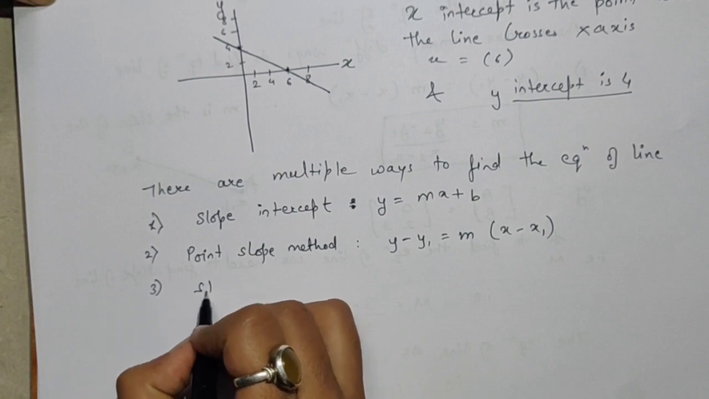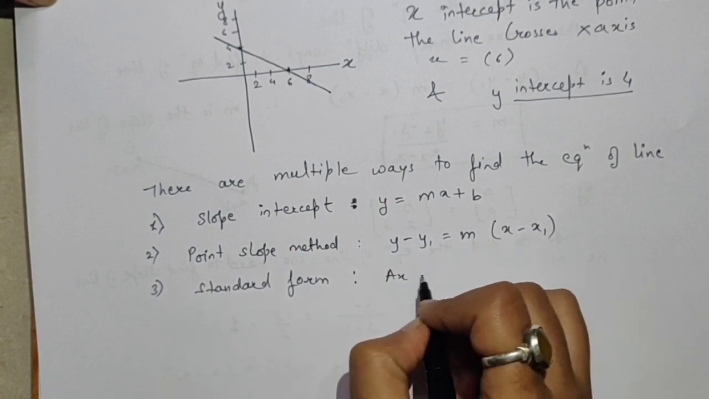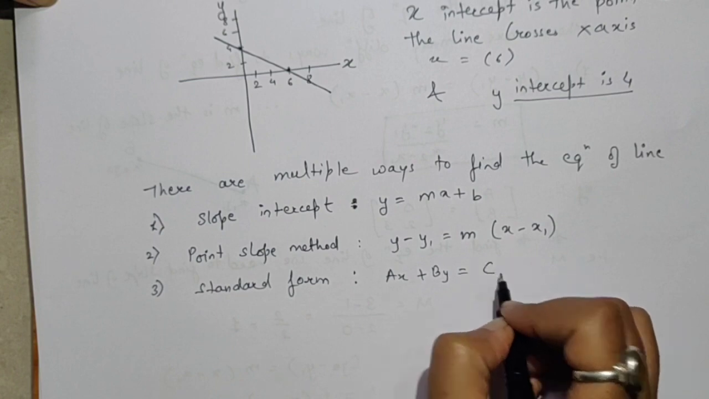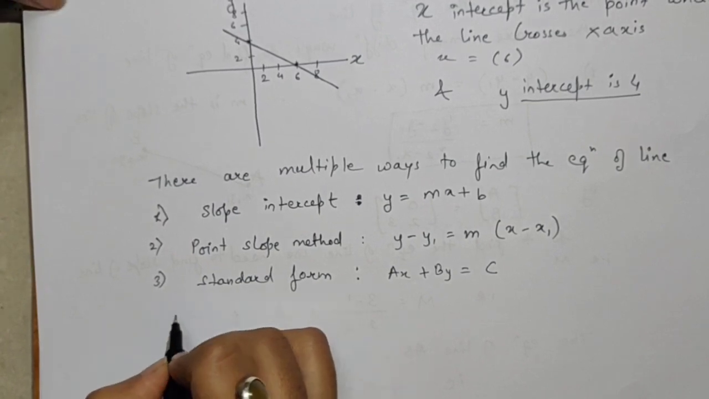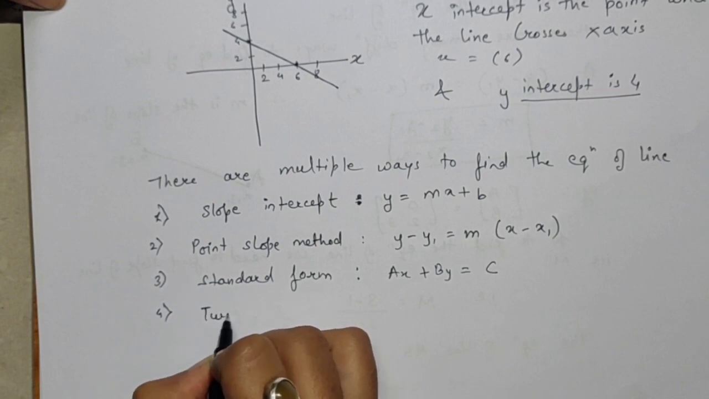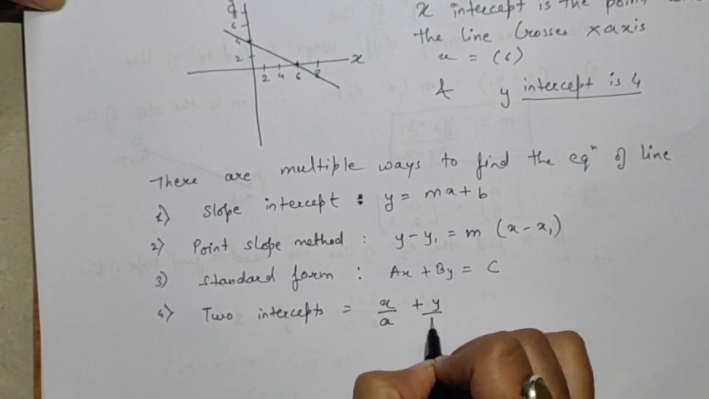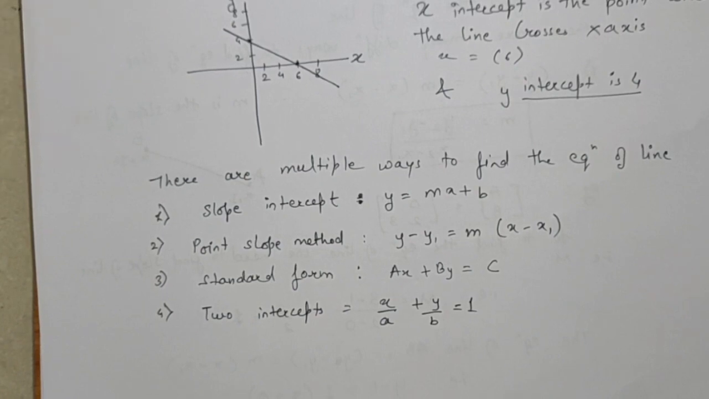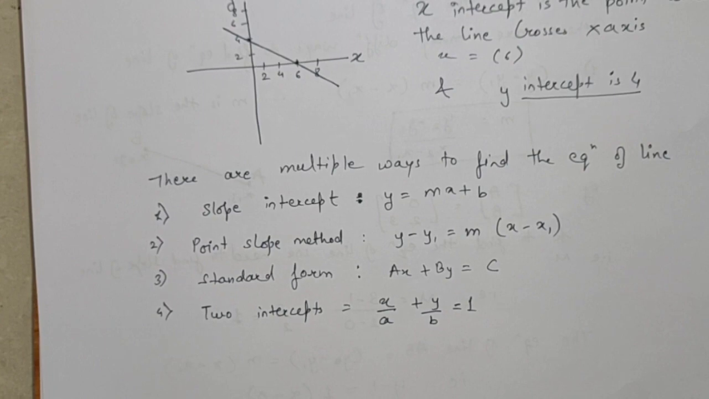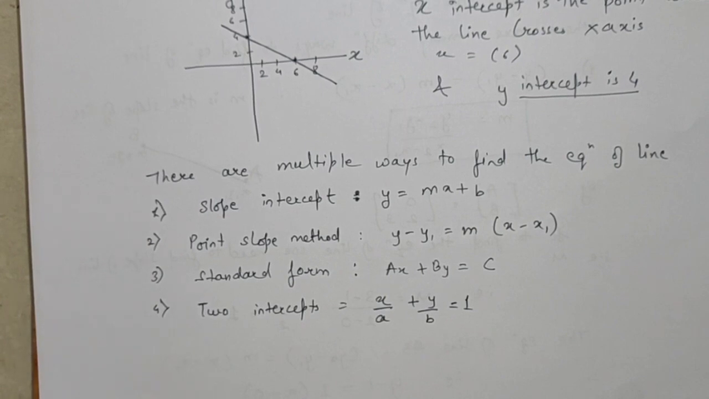Then we have the standard form, that is, ax plus by is equal to c. Then the next method is using both intercepts, that is, x divided by a plus y divided by b is equal to 1. By this method also we can calculate the equation of a line, where a and b are the x and y intercepts. So these are the methods by which we can calculate the equation of a line. We had already seen the point slope method. Okay.